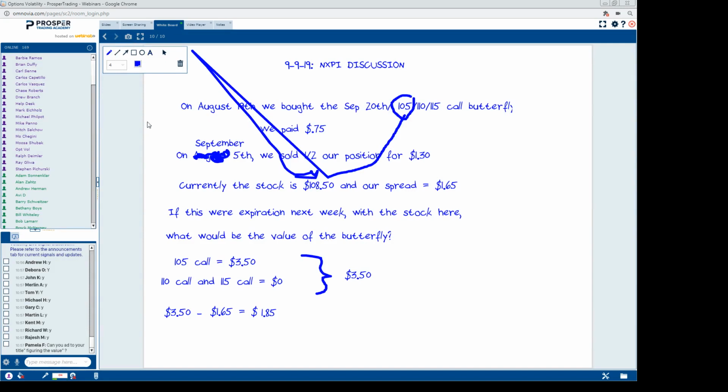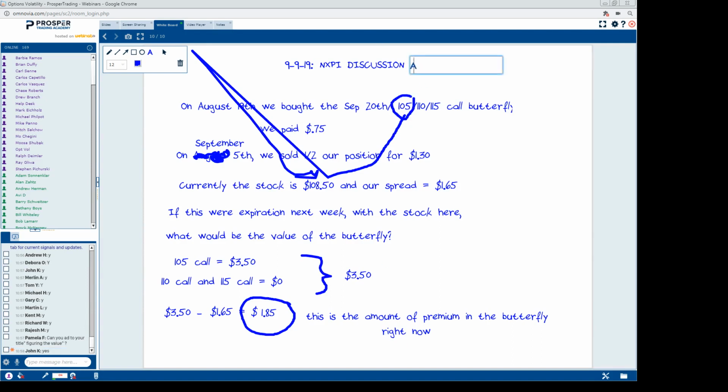Okay, so $1.85 is how much premium is in the value of this butterfly right now. How's that, Pamela? I just put premium value up there. Okay.